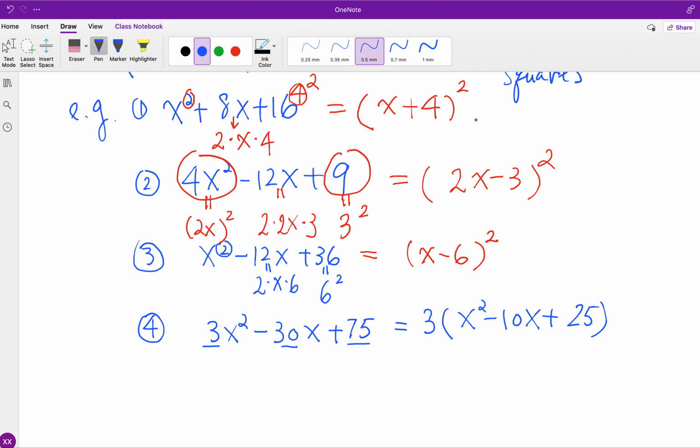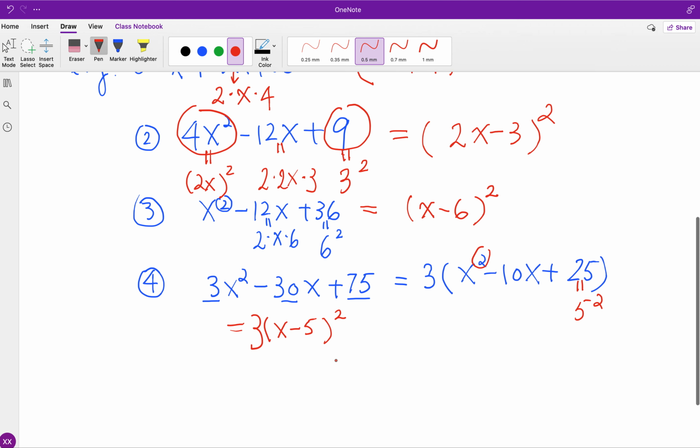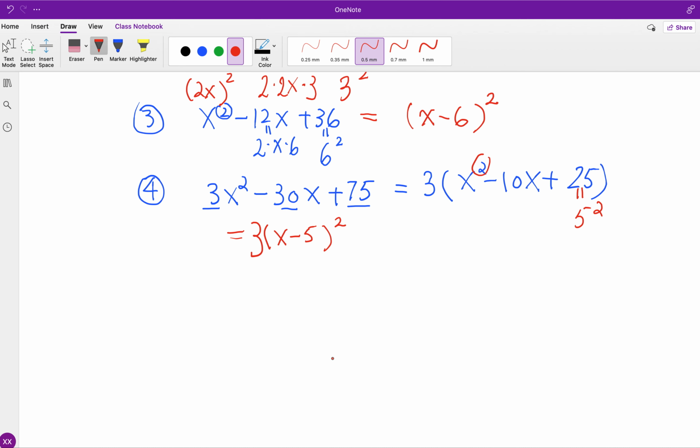See, now right away you realize that this is something squared. Now this 25 is rewritten into 5 to the power of 2. So now right away you will see this 3 is still here, times (x subtract 5) to the power of 2. Okay? Now, next question I will demonstrate will be using the one called the difference of squares.